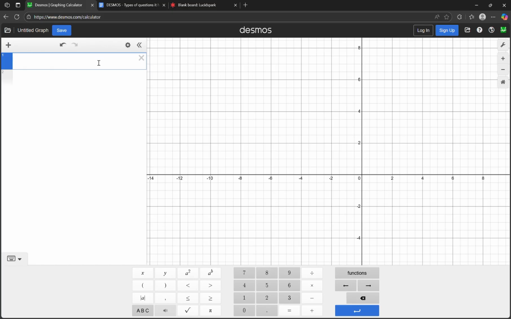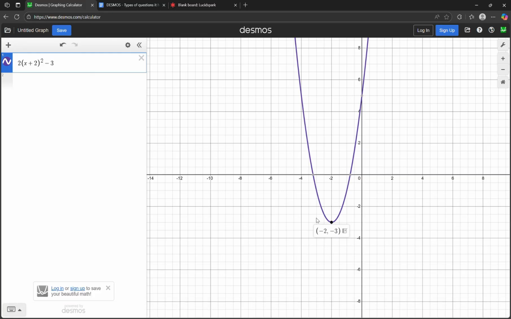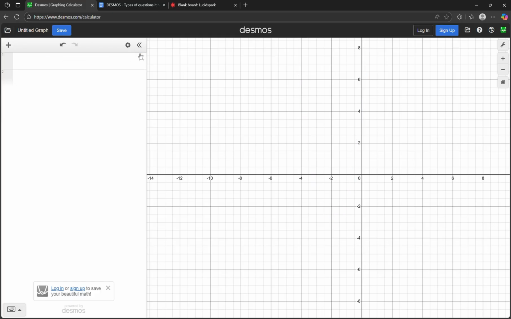So let's use 2x plus 2, squared, minus 3. Okay, so right here, we can use this to find the minimum. So this would be the minimum, -2, -3, and you can also see that we can find our roots or solutions and our y-intercept right there. So yeah, and then you can also use it to find mean, median, and data.